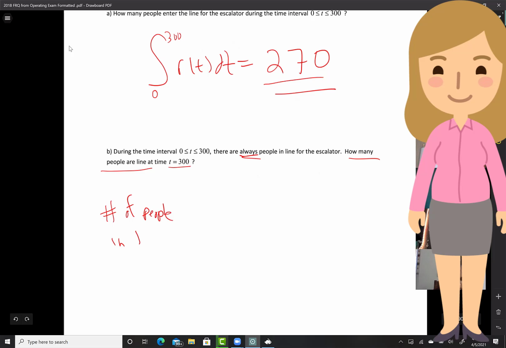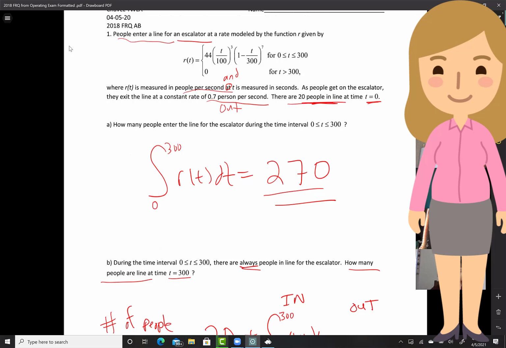I like equations, so I would do it like this. The number of people in line equals the initial amount plus the amount of people that have gone into the line, so that's 0 to 300 of ROT, which we already did, minus the amount of people that go out of the line. And that is a nice linear number. Remember right here, we got it. Let me go underline it in blue.